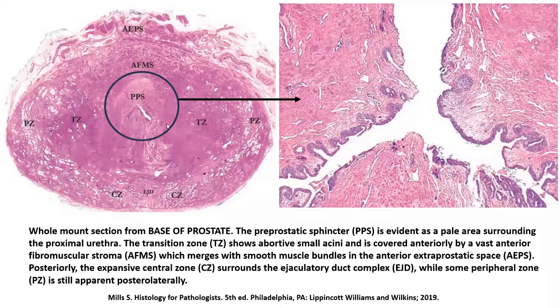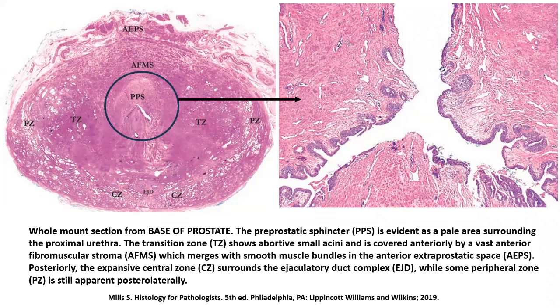Now, moving up from the midpoint at the level of the verumontanum, we go higher up to the level of the base of the prostate, where you see the prostatic urethra. There is still this invagination going on to the posterior aspect of the prostatic urethra. You have a condensation of the stroma, which is known as the preprostatic sphincter at this particular level.